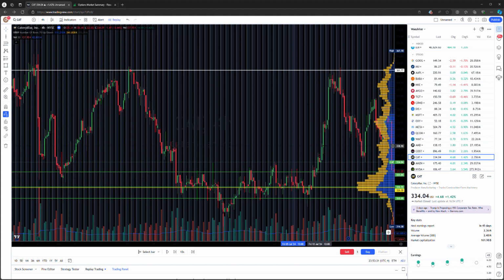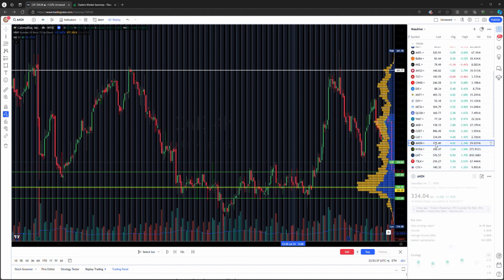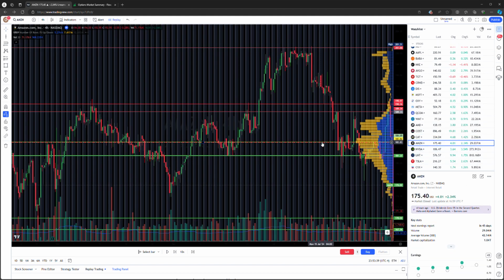So this was one nice A to B movement. Let's go look at another one that we recently did. Let's go the other direction. Let's go short.